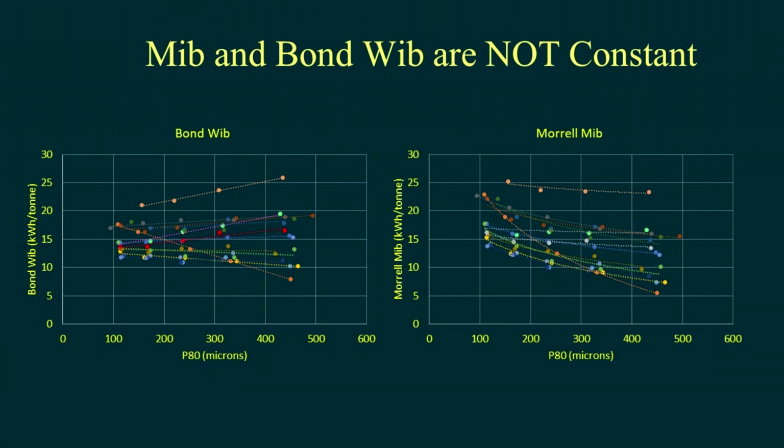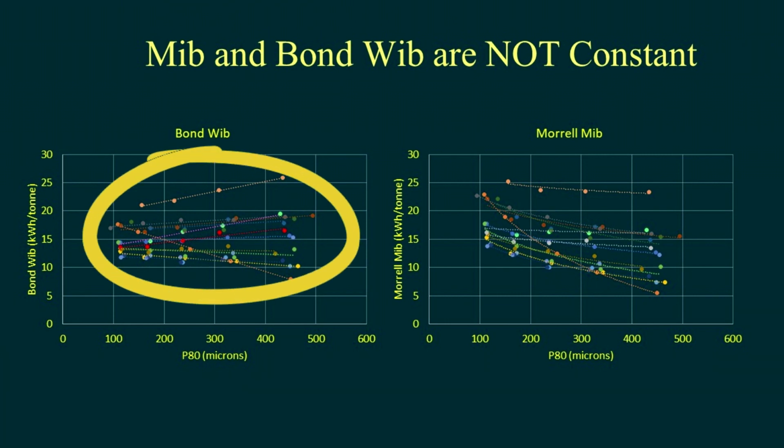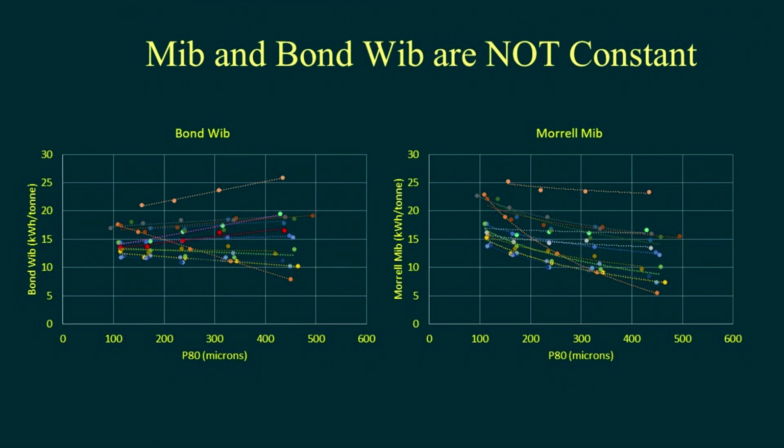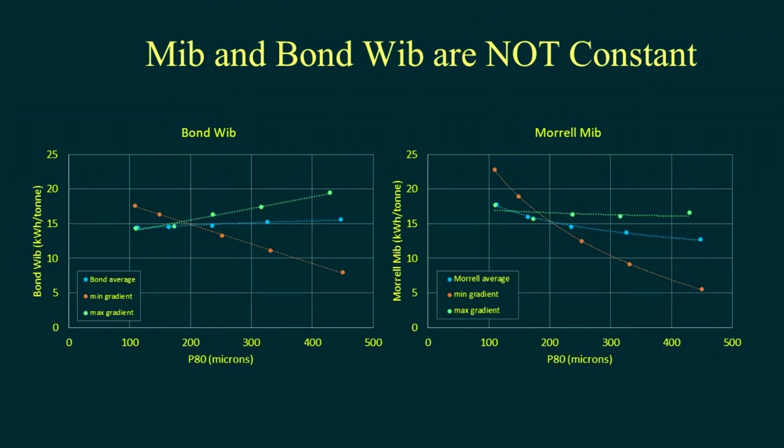Now, the reason that the Bond stuff does that is that what he was striving for was to make the Bond laboratory work index constant with particle size. That's really what he wanted to do. And the average of all his data does exactly that. That's the average of all of Bond's published data, that blue line. And so he developed his laboratory equation in such a way that on average, that's what he would get.